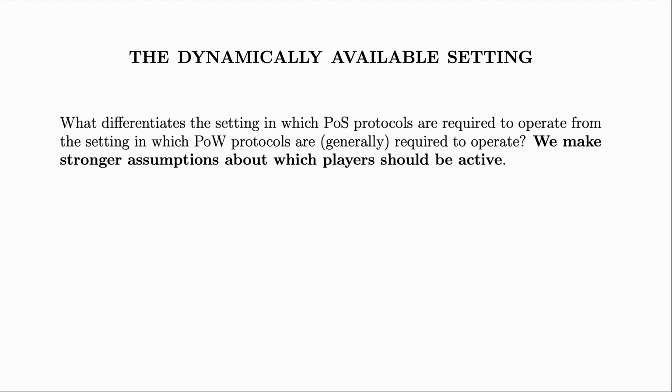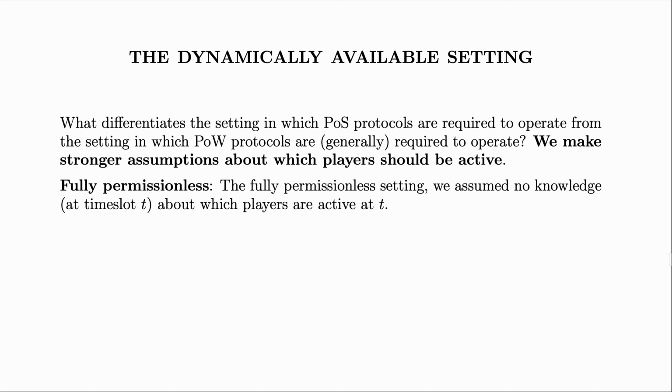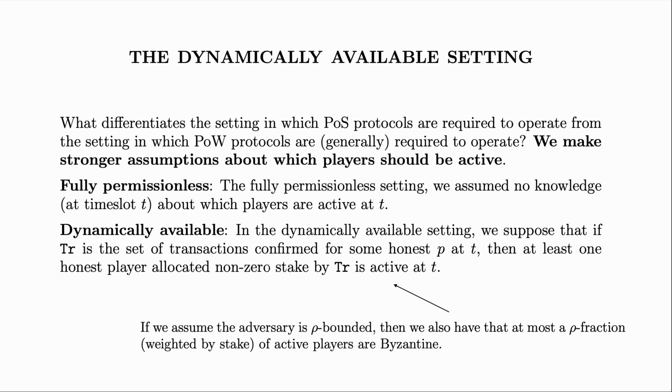So now let's move on to consider the dynamically available setting next. What differentiates the setting in which proof of stake protocols are required to operate from the setting in which proof of work protocols are generally required to operate? Well, the basic difference is that we make stronger assumptions about which players should be active. To remind ourselves, in a fully permissionless setting, we assume no knowledge about which players are active at any given time slot. In the dynamically available setting, that's not true.